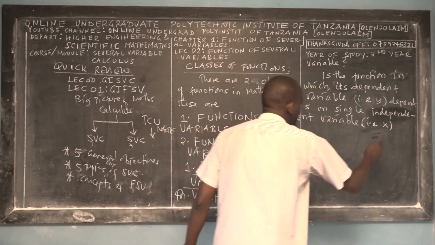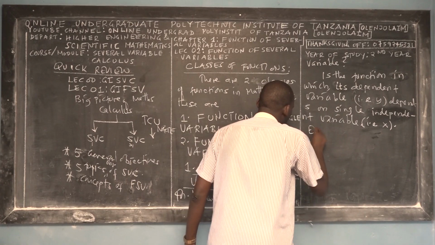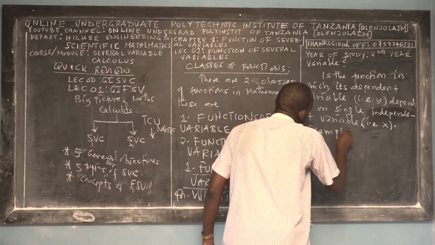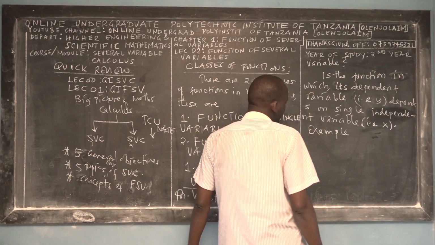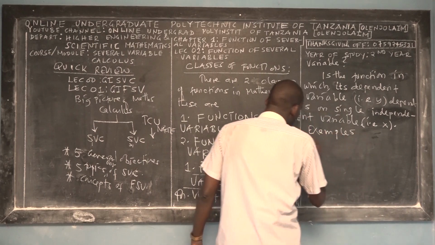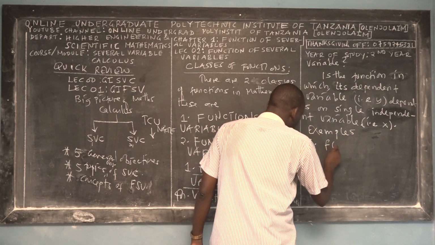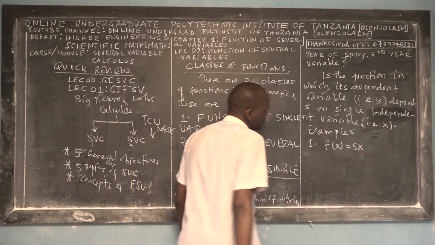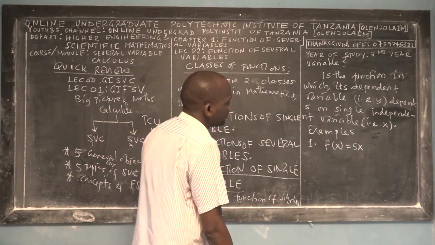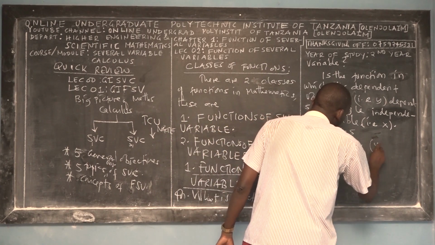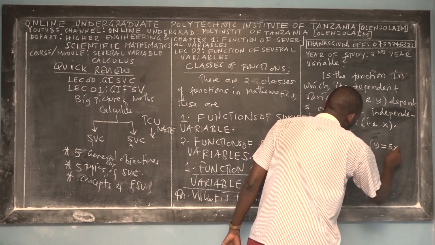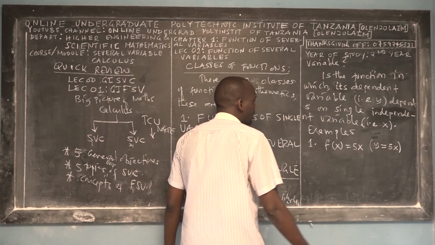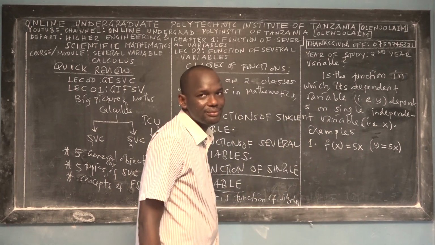So what are the examples? Let me give you the examples, because you are familiar with this, but you didn't determine the functions of single variables. The first example: if you have f of x is equal to 5x, this is a single variable function. Why? Because we have a dependent variable, y, equal to 5x. X is the independent variable, y is the dependent variable.